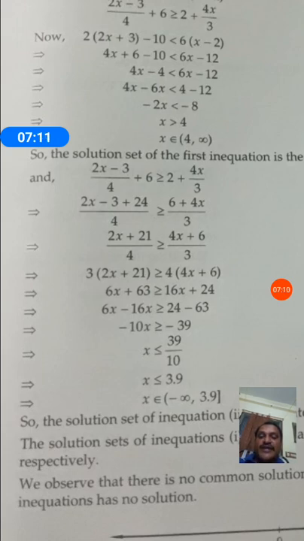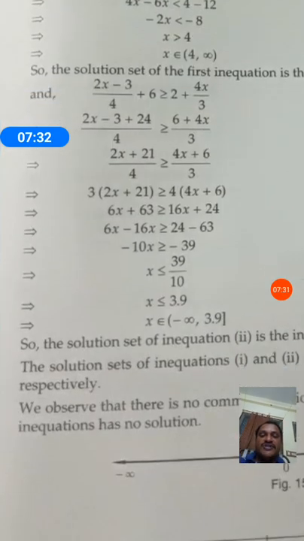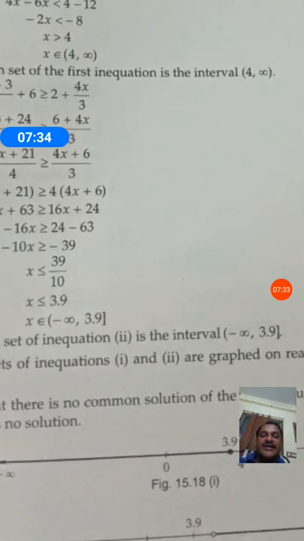Now multiplying both sides by minus, you will get 10x ≤ 39, and dividing throughout by 10 we get x ≤ 39/10. Now x ≤ 3.9. That means x belongs to (−∞, 3.9]. So the solution set of the second inequation is the interval (−∞, 3.9].